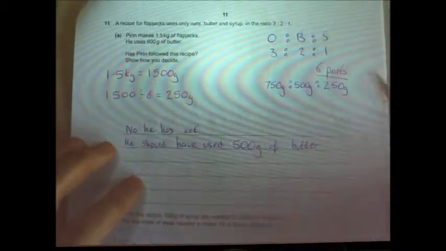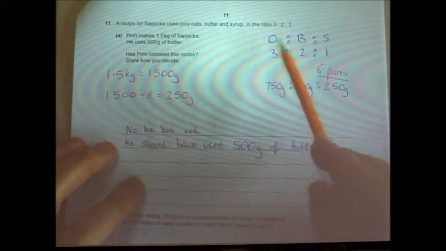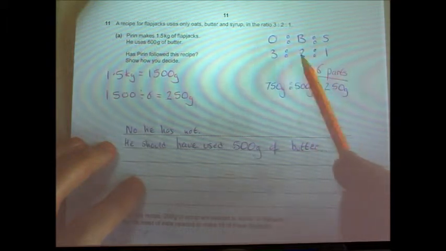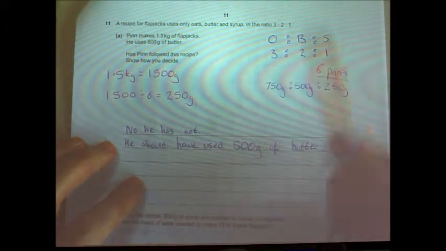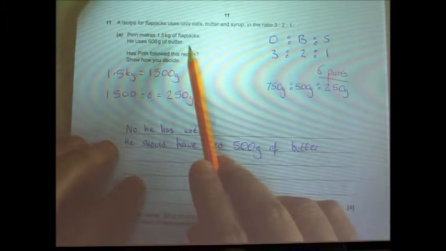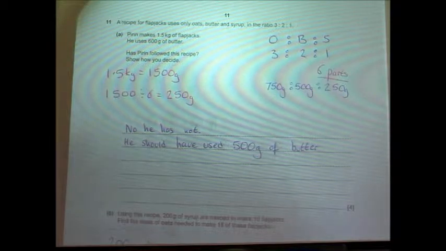Question 11. Recipe for flapjacks only uses oats, butter and syrup. Right, first thing you do, oats, butter and syrup in the ratio 3 to 2 to 1. There we go. I'll need that later on. Pirin makes 1.5 kilograms of flapjacks and he uses 600 grams of butter. Has Pirin followed the recipe?